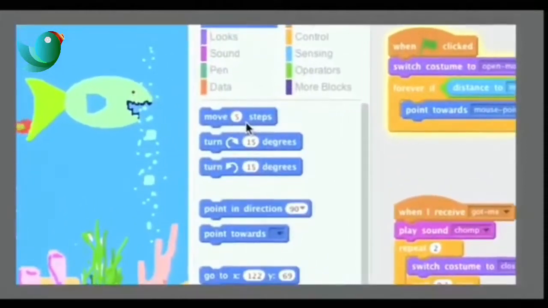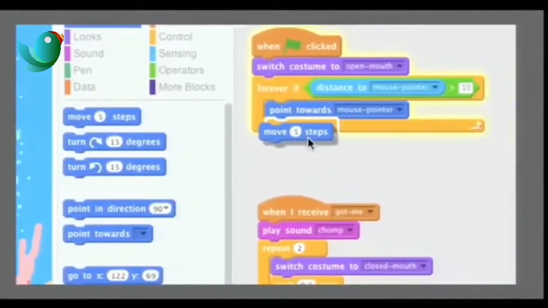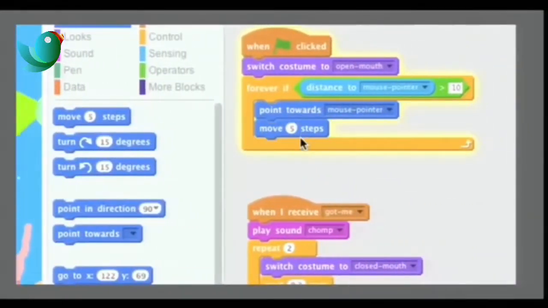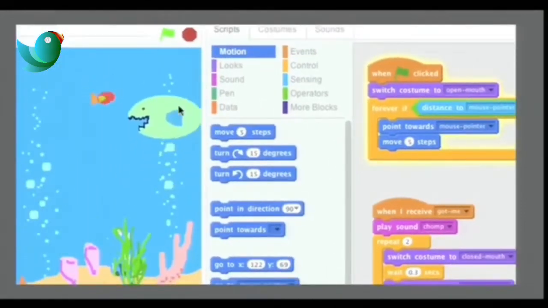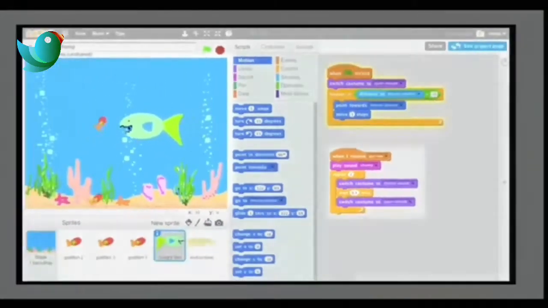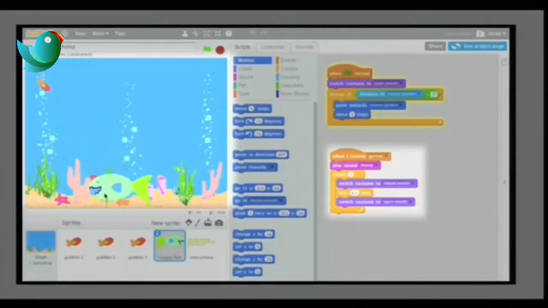To code, you just snap blocks together. In this case, you take a move block, snap it into a stack, and those stacks of blocks control the behaviors of the different characters in your game or your story. In this case, controlling the big fish.